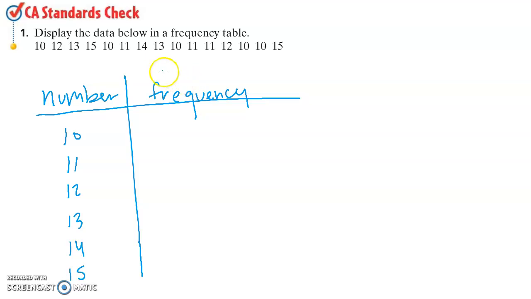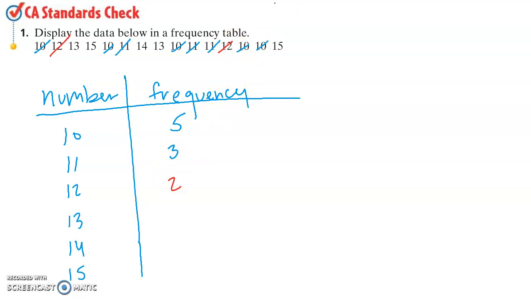Every time I count a 10, I'm going to cross it out, and then I'm going to put how many times it occurred. So there's how many tens? 1, 2, 3, 4, 5. So there are 5 tens. How many 11s are there? There are 1, 2, 3 11s. Use a different color if you want to keep this in mind. How many 12s are there? 1, 2. I only see 2 12s.